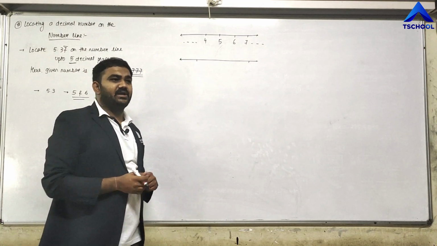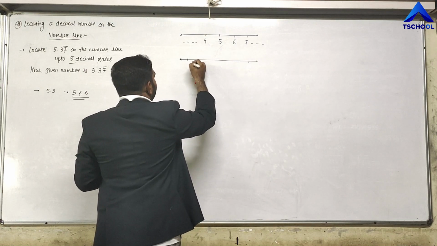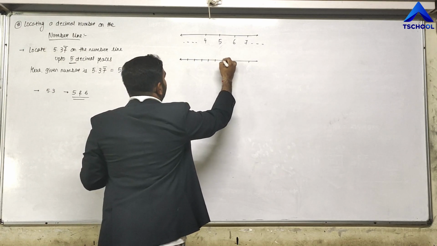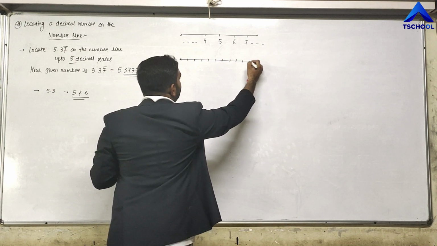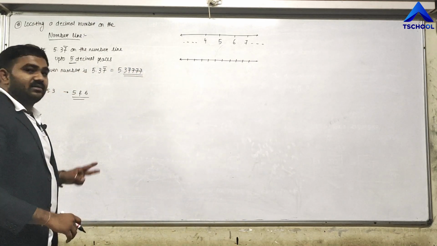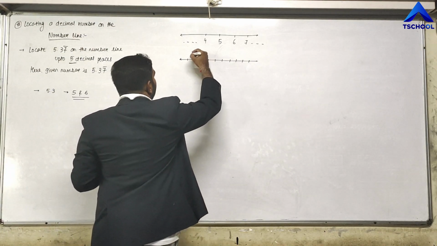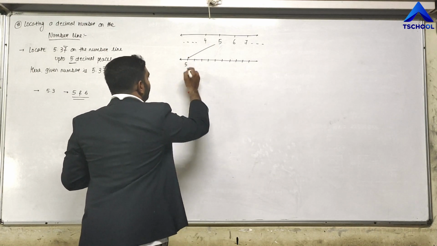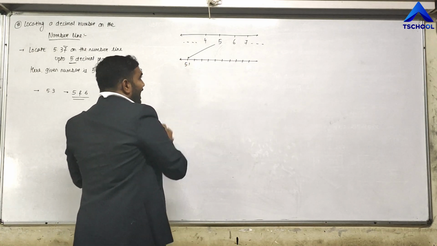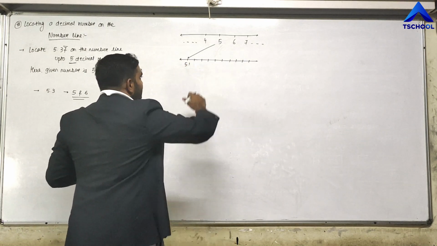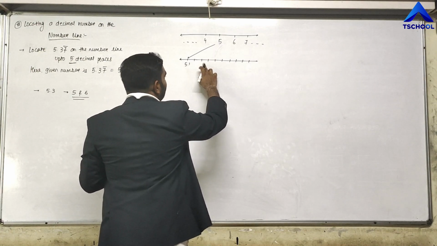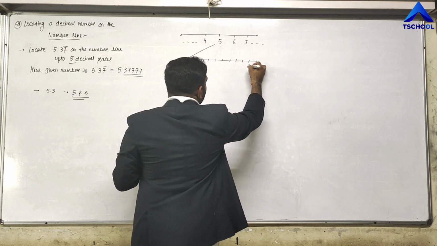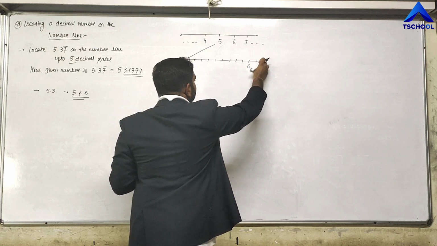10 points at 1 centimeter each, that gives me 1, 2, 3, 4, 5, 6, 7, 8, 9 and 10. This is my 10 points, right? Now the first point will be 5.1, right? Because I am showing the numbers between 5 and 6. So let me say this is 5.1, 5.2, 5.3, 5.4, 5.5, 5.6, 5.7, 5.8, 5.9 and 6.0 or 6. You can simply write it as 6 also.